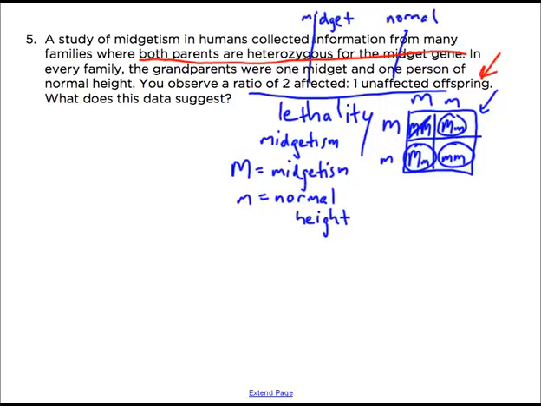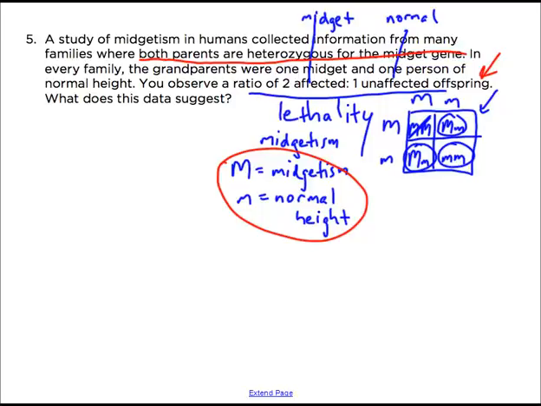So if both parents are heterozygous, they didn't necessarily say it, but that implies also that both parents do exhibit midgetism, and we'll talk about the grandparents in a minute, you observe a 2-to-1 ratio. So that's totally consistent with 2 things: the fact that the midgetism allele is dominant, and that it's also homozygous lethal.